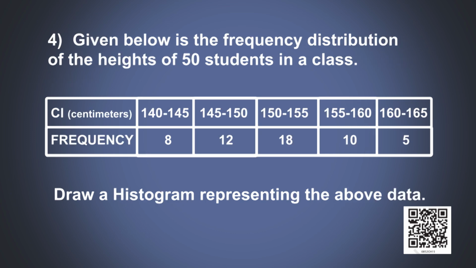Problem number 4. Given below is the frequency distribution of the heights of 50 students in a class. The class interval here represents the heights of students and frequency represents the number of students. From 140 to 145 it's 8 students, 145 to 150 it's 12 students, 150 to 155 it's 18 students, 155 to 160 it's 10 students, and in 160 to 165 it's 5 students. Draw a histogram representing the above data.